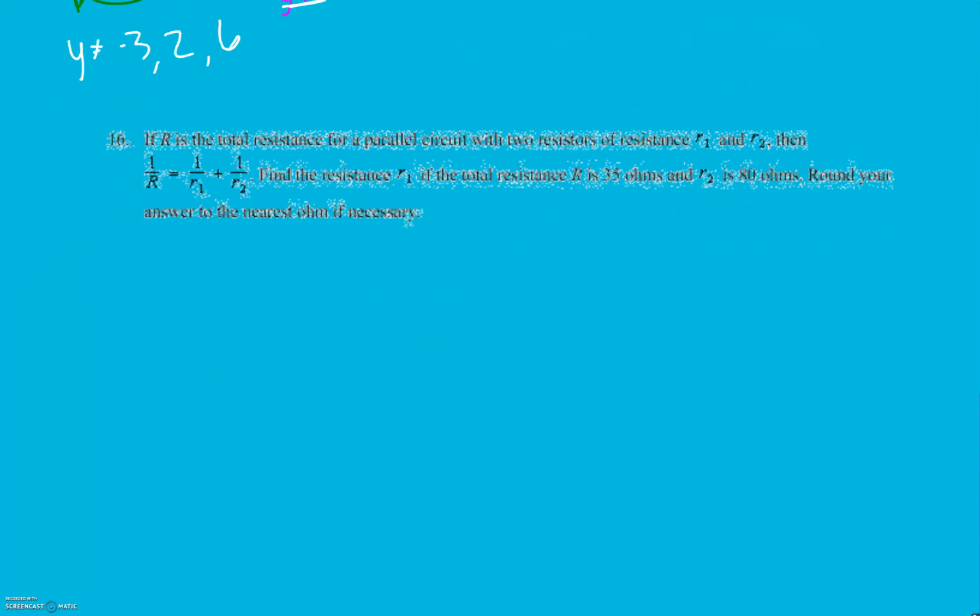16 here says, if R is the total resistance of a parallel circuit with two resistors of resistance R1 and R2, then 1 over R equals 1 over R1 plus 1 over R2. Sounds like a lot here, but we're looking for resistance R1, so we're looking for this. R is 35. And R2 is 80.